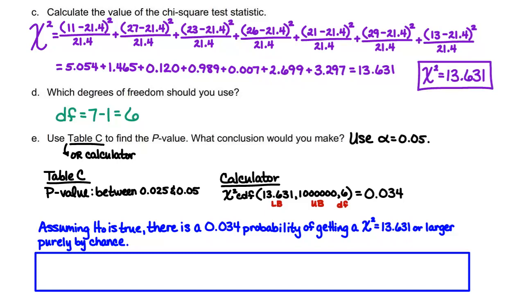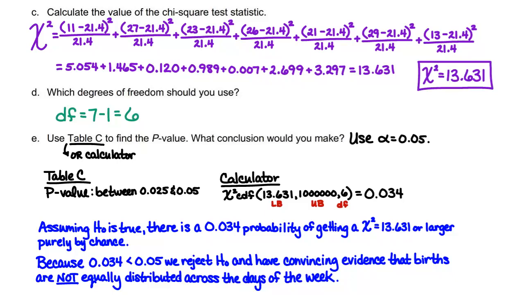Assuming the null is true, my calculator gave me a specific p-value. There's a 0.034 probability of getting a chi-squared of 13.631 or larger purely by chance. Because 0.034 is less than 0.05, we reject the null and have convincing evidence that births are not equally distributed across days of the week.